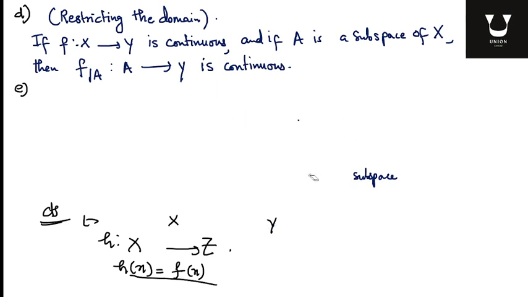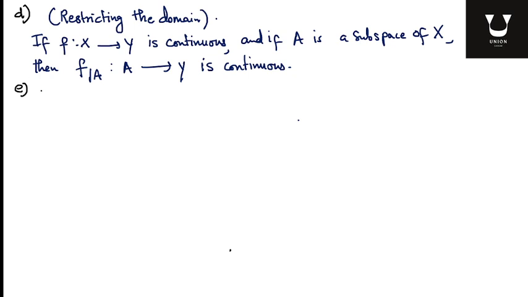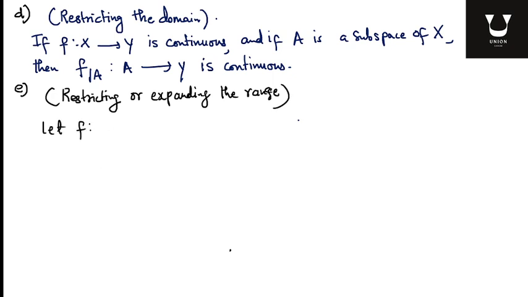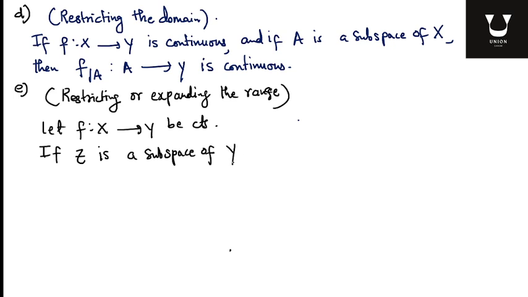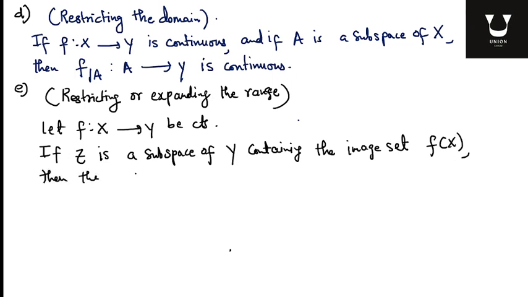So let me write this statement. It talks about restricting or expanding the range. Suppose f is a function from X to Y, which is continuous. And if Z is a subspace of Y which contains the image set f(X), then the function from X to Z is continuous.